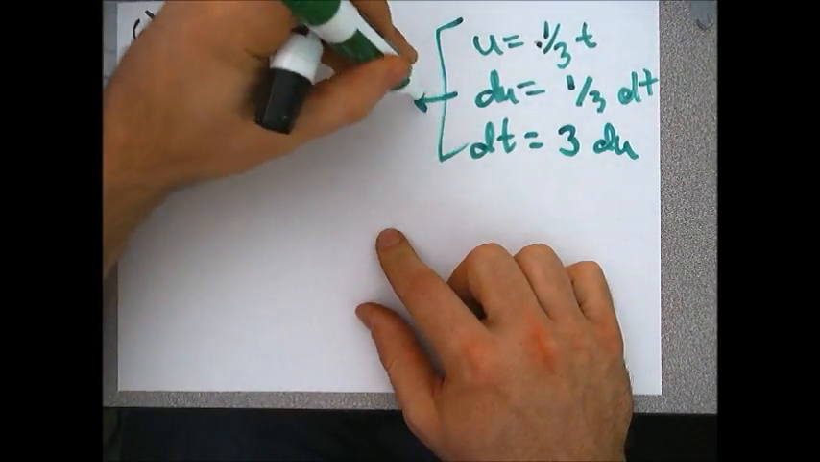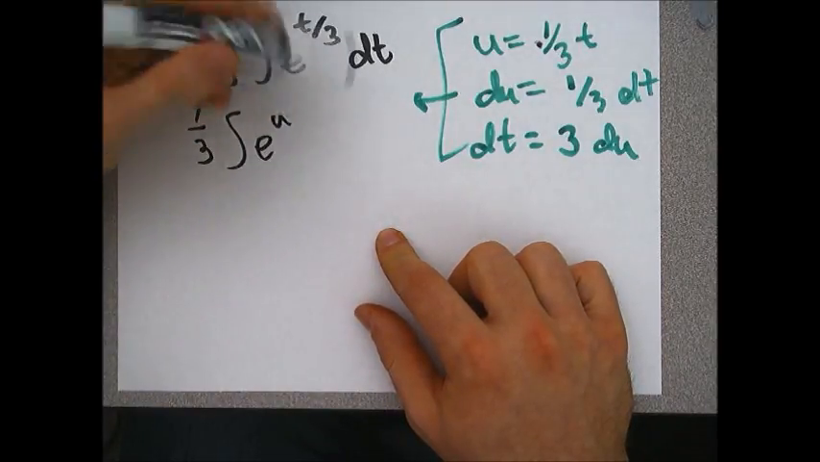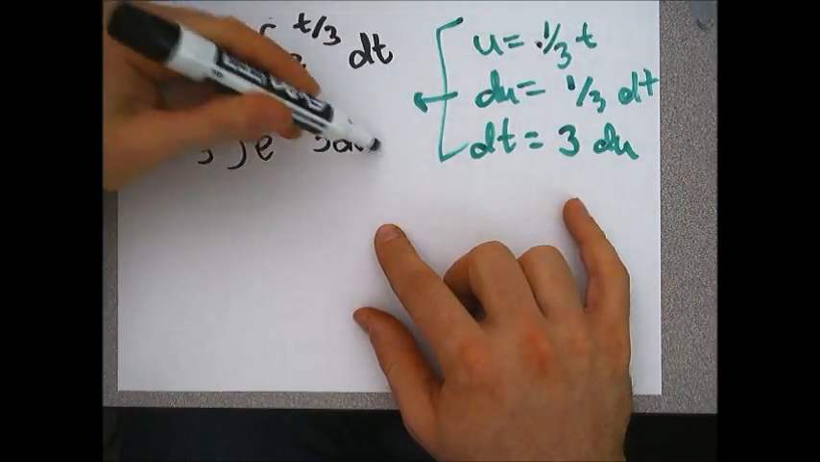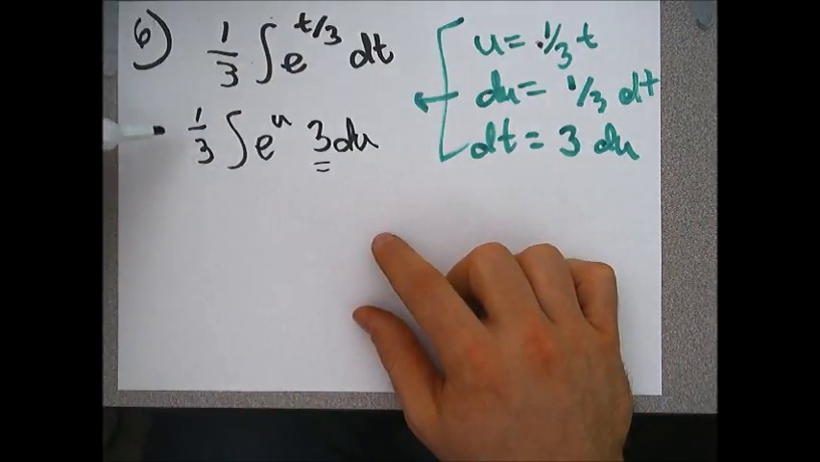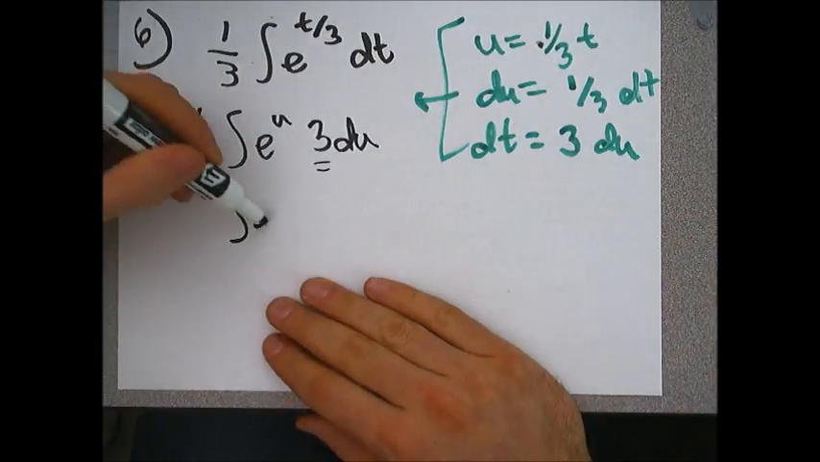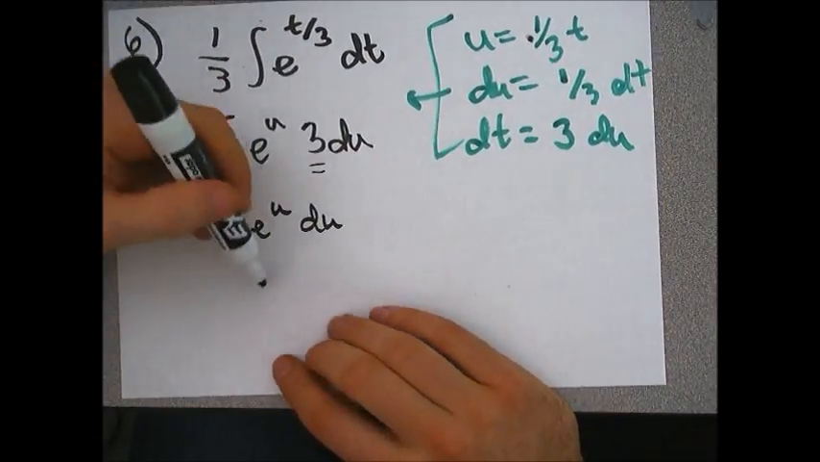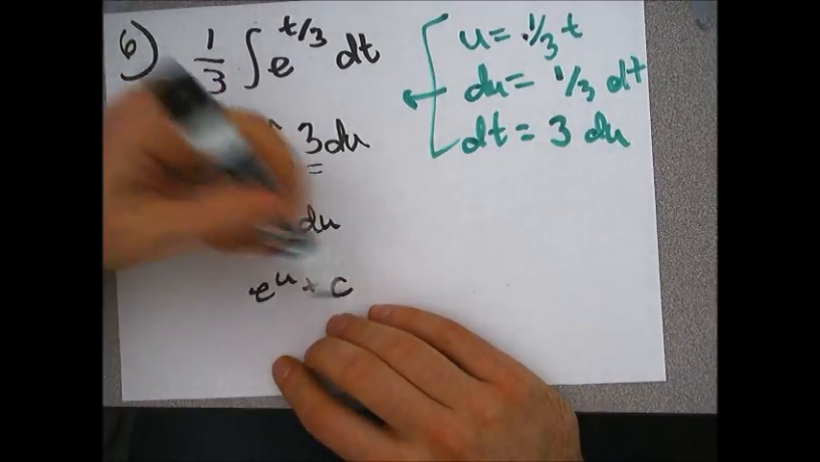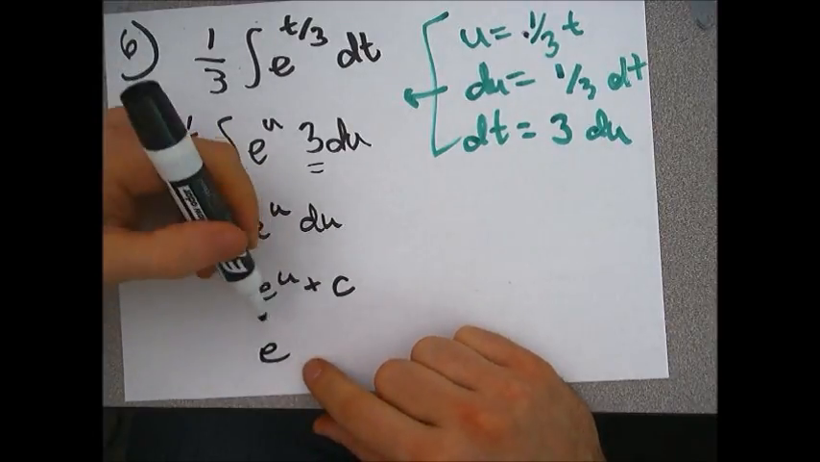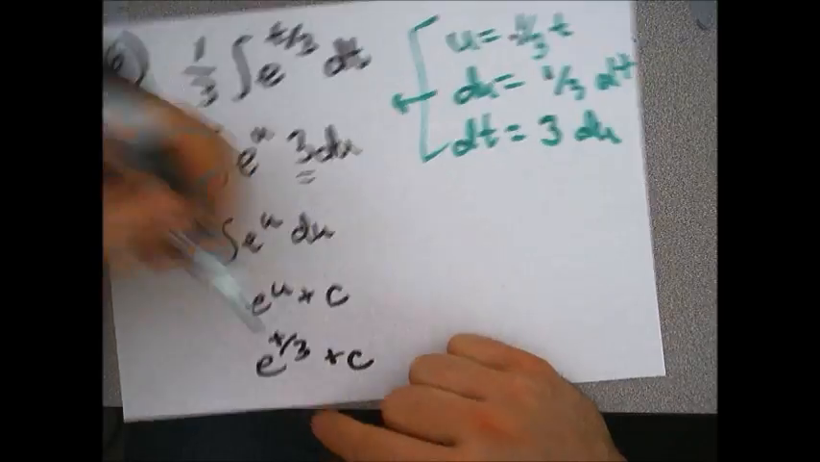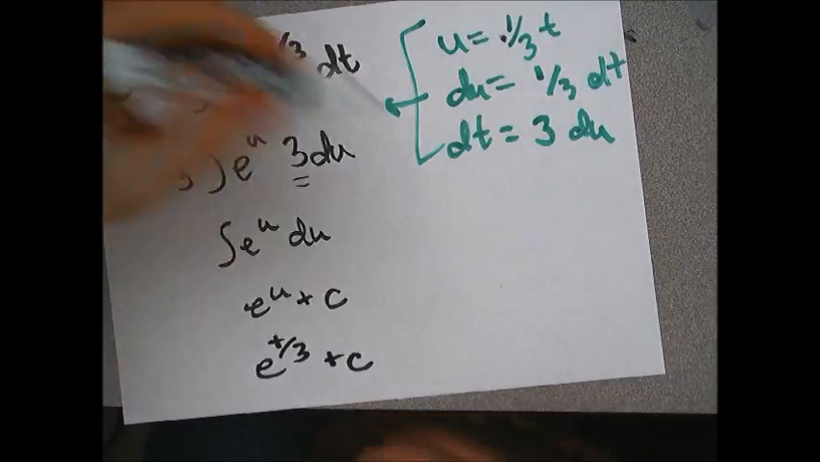So I take this stuff now and I plug in. So I have 1/3 e to the u, dt is 3 du. We take this 3 now and we pull it out, but there's already a 1/3 on the outside. So 1/3 times 3 is going to go away. Now you have the integral of e to the u du. E to the u, when you integrate, gives you e to the u plus c. And what was my u? E to the 1/3 t. Let's put it back into the way they had it though. E to the t over 3 plus c. And that is choice C.